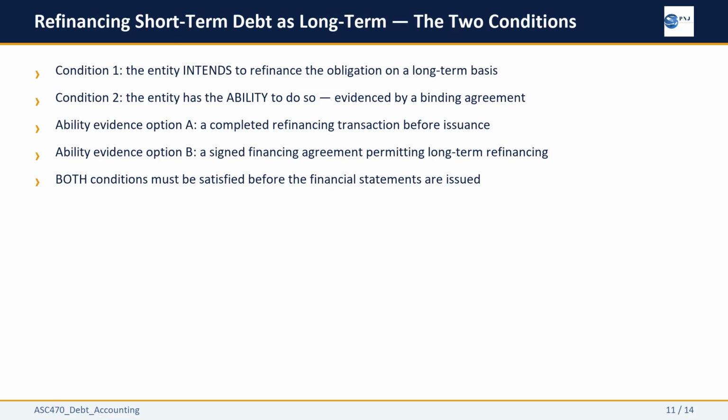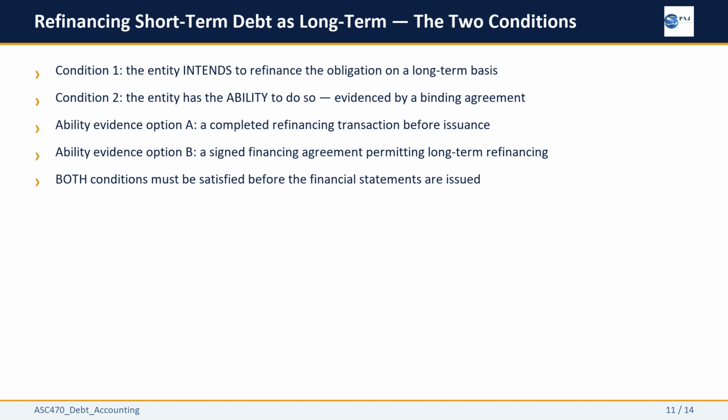When short-term debt matures within 12 months, but the company plans to replace it with long-term financing, the question is whether it can be classified as non-current now. The answer depends on two conditions being met simultaneously before the financial statements are issued. First, the entity must intend to refinance on a long-term basis. Second, and this is the condition that trips people up, the entity must have demonstrated the ability to do so, evidenced by either a completed refinancing or a binding signed agreement with a lender.